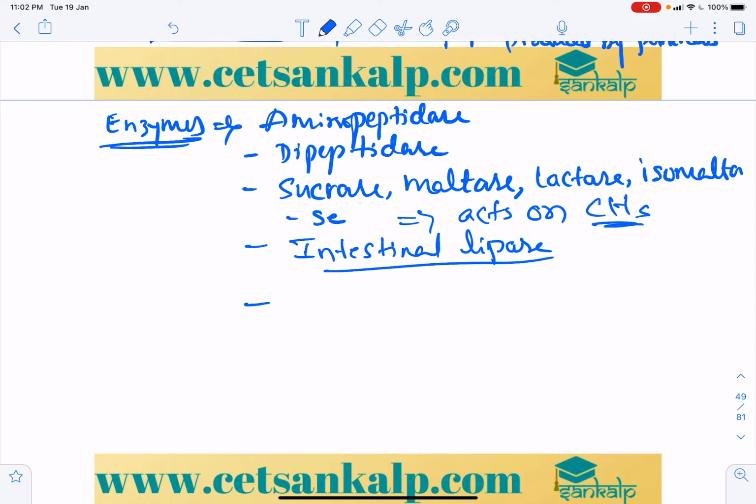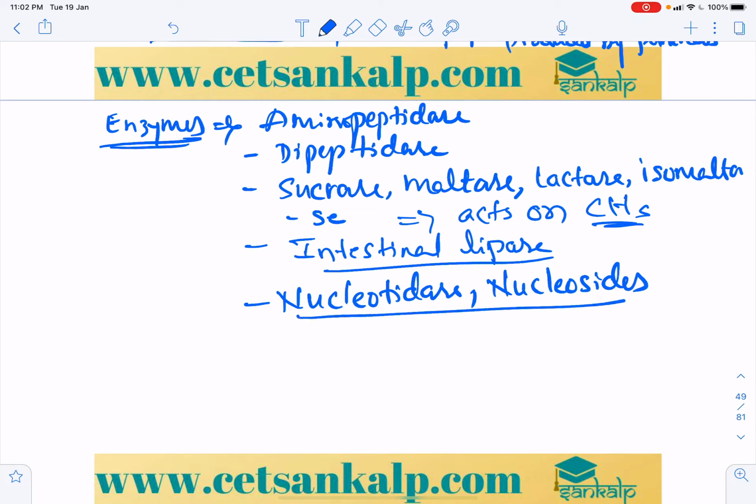And along with that, one important thing I mentioned, that you should keep in mind, is that the pancreas produces pancreatic lipase, which is the strongest lipase, that is steapsin. Along with that, it also includes nucleotidases, which act on nucleotides, and nucleosidases, which act on nucleosides. These are the enzymes which act on derivatives of nucleic acids.